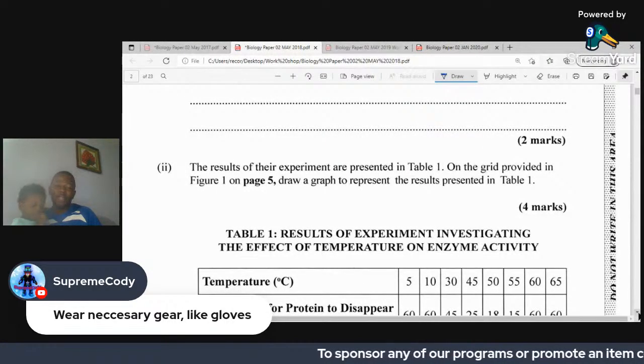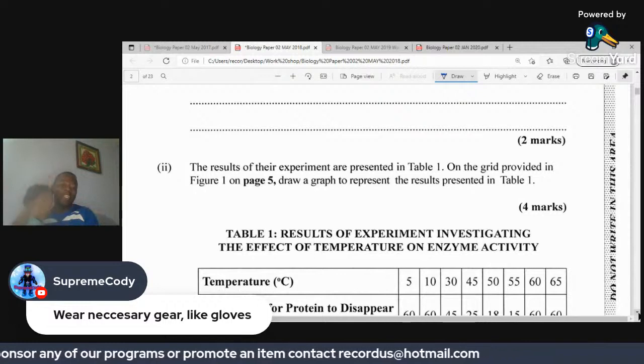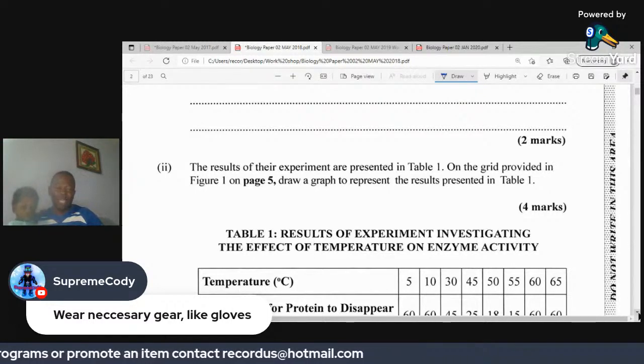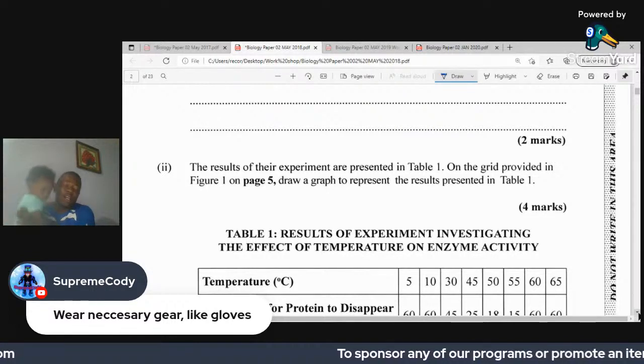Now, the first thing we need to think about to score that first mark is that the graph needs to have a title. The title that we're going to be using for the graph is going to be the title from the table. All we're going to be doing is to remove "table" here and put "graph".